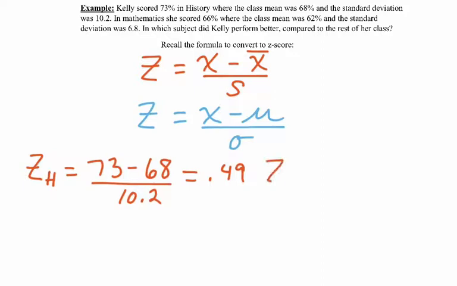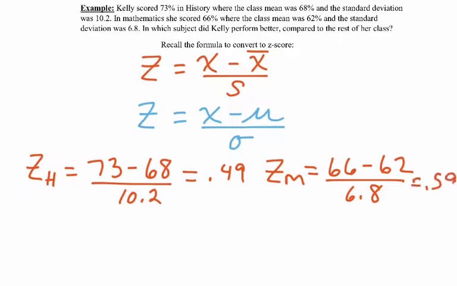Let's take a look at her math score. So in math, her score was 66, and then the mean there was 62, and the standard deviation was 6.8. So let's go ahead and compute those numbers. So let's see, divided by 6.8. I'm getting a z-score of about 0.59 if we round it. So she did better than the rest of the class, about 0.59 standard deviations above the mean.